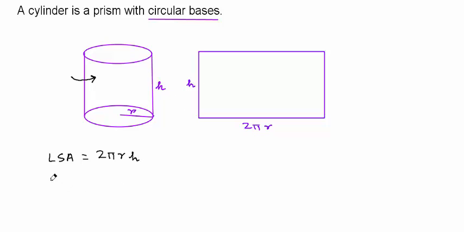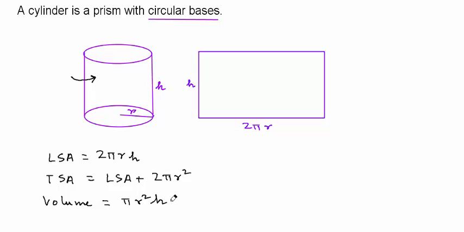The total surface area, on the other hand, is going to be the lateral surface area, which is 2 pi r h, plus the areas of the two circles. Therefore, this is going to be 2 pi r square. And the volume of the cylinder is going to be the area of the base, which is pi r square, times the height of the cylinder, which is h. So a few formulas for you to remember about right prisms and cylinders before you go on to solve some problems.